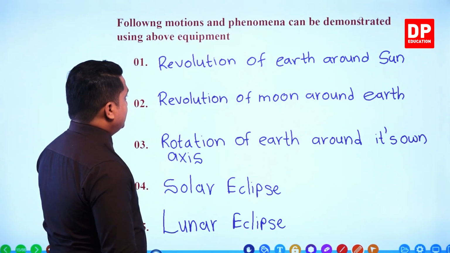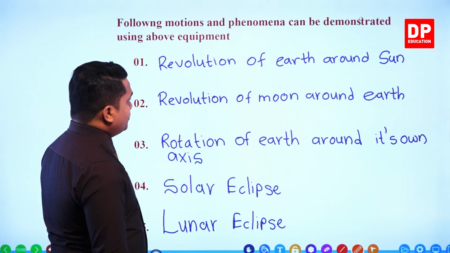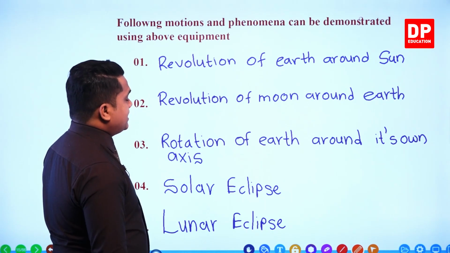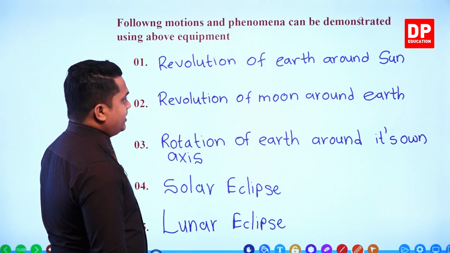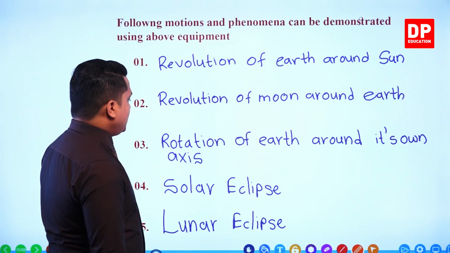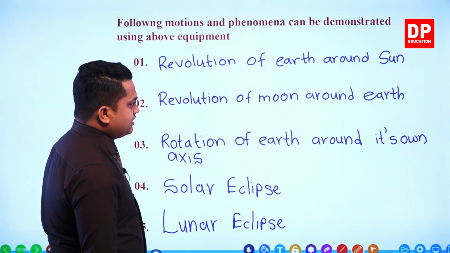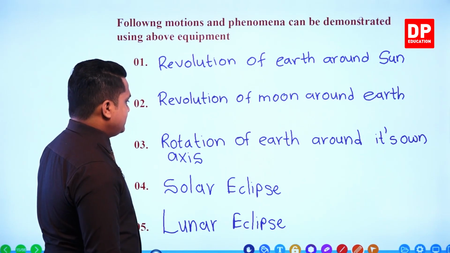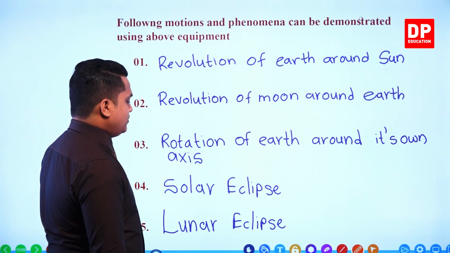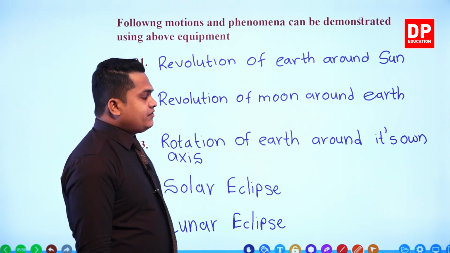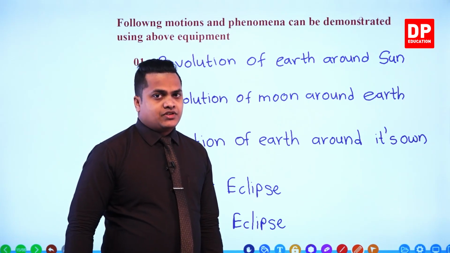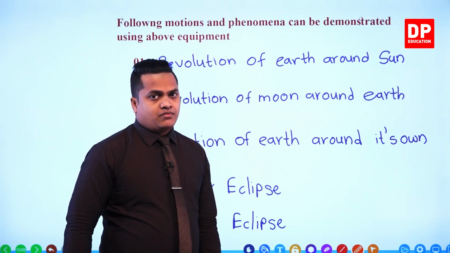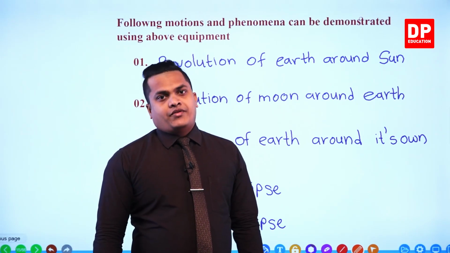What is that? Number 1, revolution of Earth around Sun. Then number 2, revolution of Moon around the Earth. Number 3, rotation of Earth around its own axis. Then number 4, solar eclipses. Number 5, lunar eclipses. All of these incidents can be observed or demonstrated by using the above instrument, my dear children.